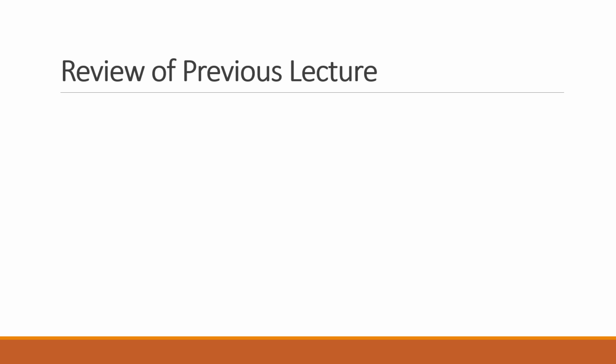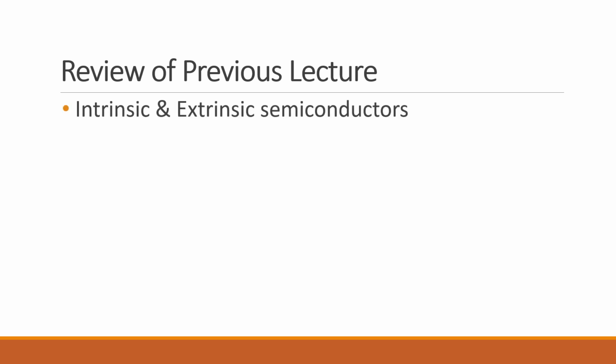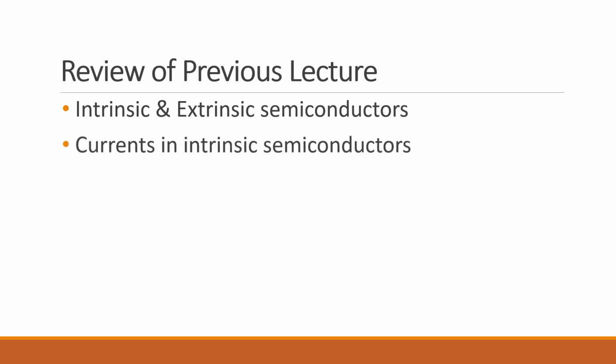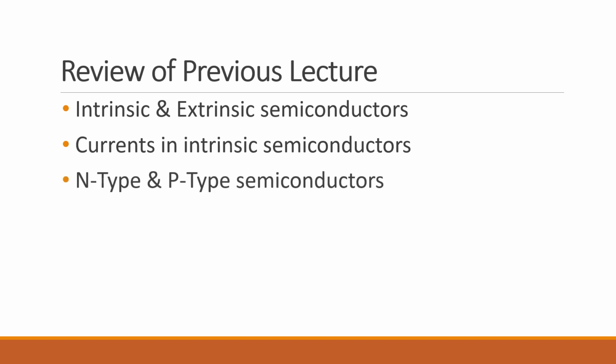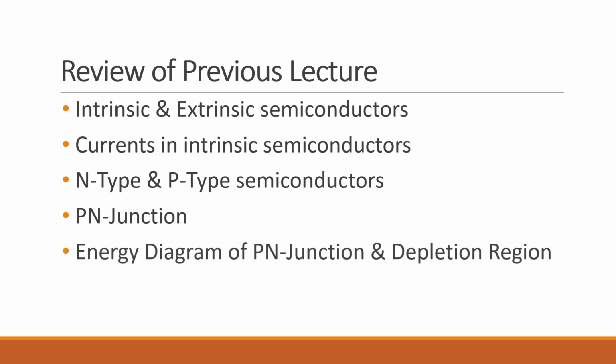First, we will have a quick review of the previous lecture. In your last lecture, you studied about intrinsic and extrinsic semiconductors. You also understood currents in intrinsic semiconductors. You also studied the difference between N-type and P-type semiconductors, and you also understood what is a p-n junction. You also understood the energy diagram of a p-n junction and the depletion region.